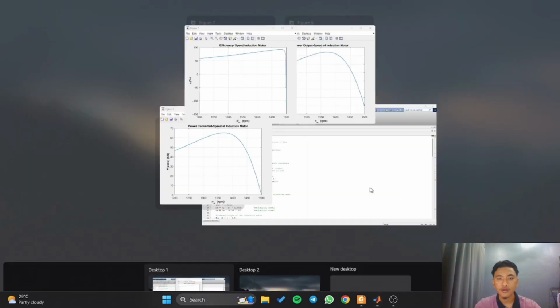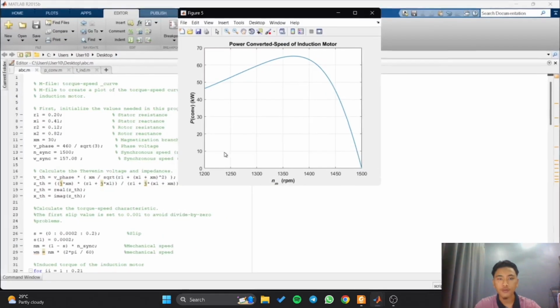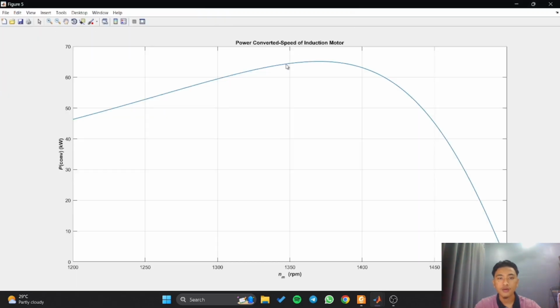So now the figure 5, which is the converted power. The graph is converted power versus motor speed in RPM. At 1200 RPM, the converted power is 46 kilowatt, and the maximum converted power is at about 1371 RPM. So the converted power is about 65 kilowatt.